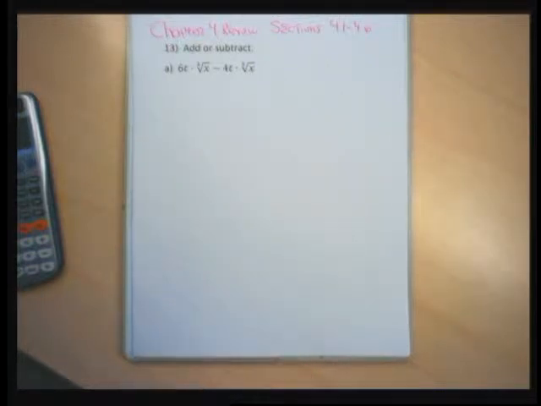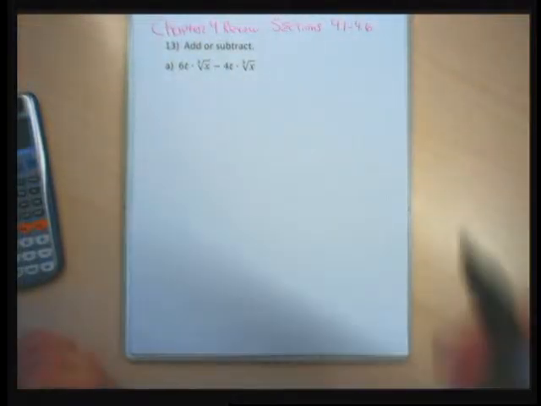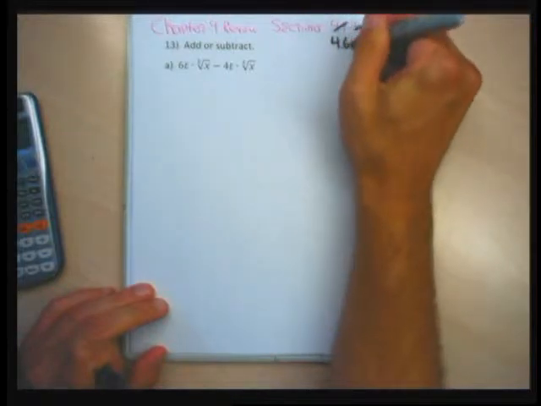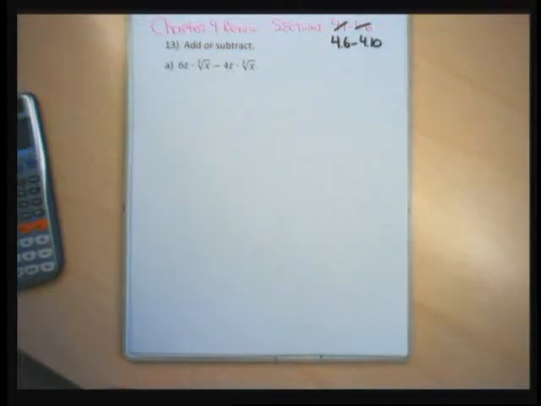Alright, so let me do the review for the second half of Chapter 4. Review more or less goes in order of the sections, so these first problems are going to be from Section 4-6. And then they'll probably end up at the end of the review with problems from 4-10. I'm pretty sure it goes in order.